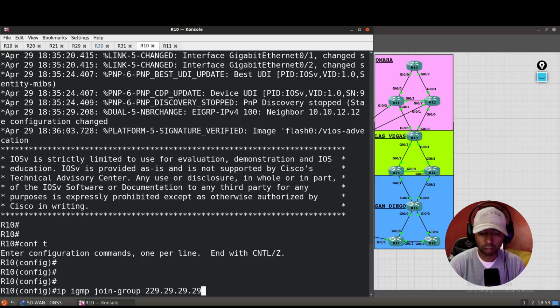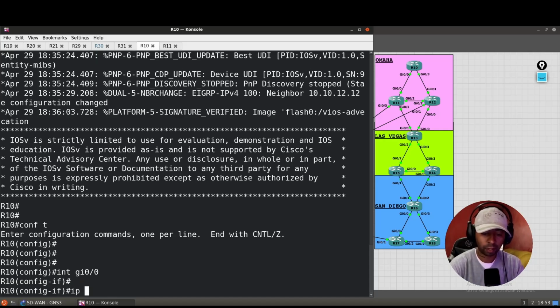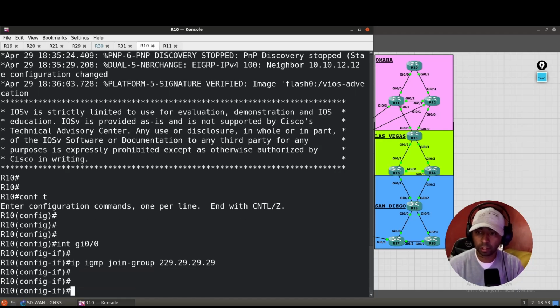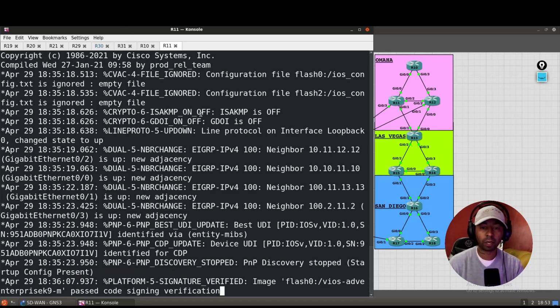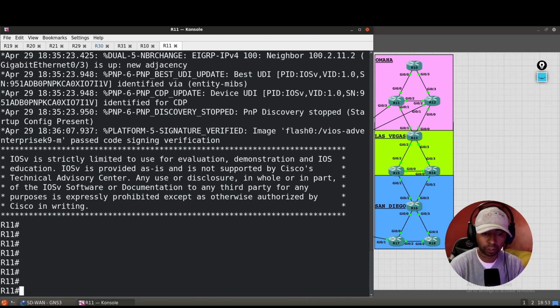229.29.29.29, but we need to go in the interface. This command wouldn't work. Interface gigabit 0/0, IP IGMP join-group 229.29.29.29. That's it. Let's go now to router 11, making the configuration.